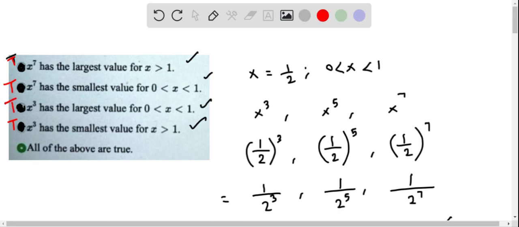And so therefore we can clearly see that all the statements are true. So therefore we choose the last option, all of the above are true.